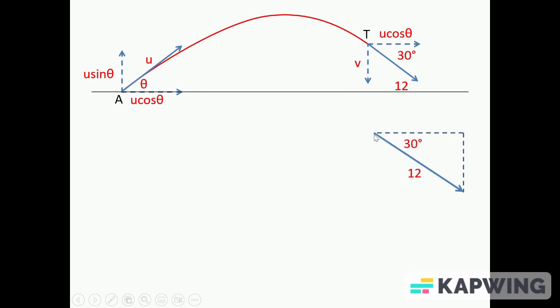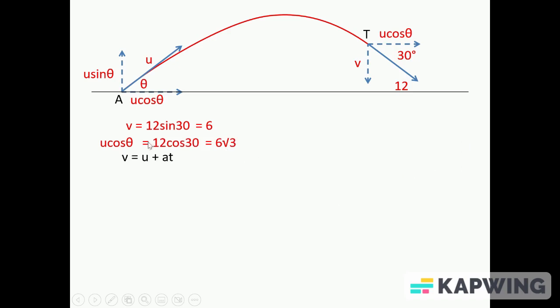So looking at the velocity when it hits the target, it's going down to the right, speed of 12, angle of 30 degrees. The vertical component, this is the v really, is going to be 12 times sine 30, and that's equal to 6, because sine 30 is a half. The horizontal one, u cos theta, is going to be 12 cos 30, the adjacent side of the triangle. Cos 30 is root 3 over 2, so this is 6 root 3.